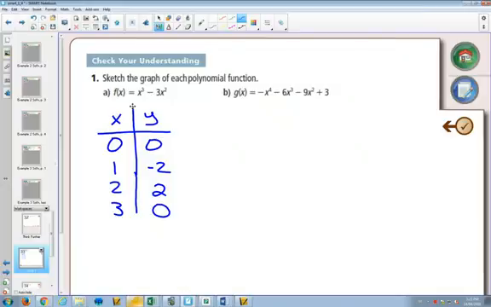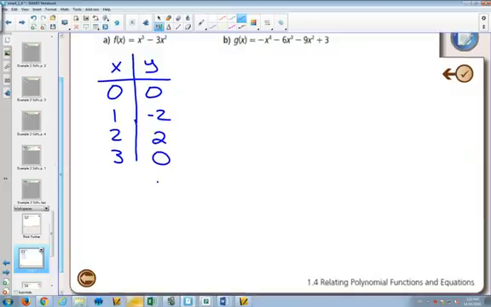So right now, if I was going to sketch this graph for what I know right now, I know I have the point 0, 0. I know I have the point 1, -2. I know I have the point 2, 2. And I have the point 3, 0. As far as a graph goes, that doesn't tell us very much. It looks like a bunch of random points.